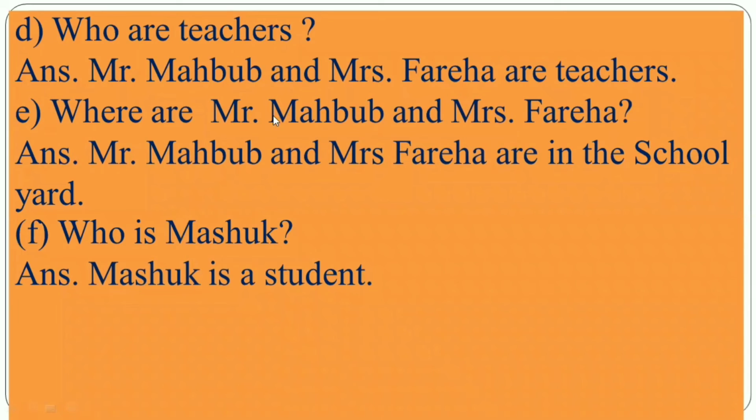Next, where are Mr. Mahbub and Mrs. Fariha? My dear student, in the passage, we have read that Mr. Mahbub and Mrs. Fariha with Ria and Mashuk are in their schoolyard. So right here, at first you will write Mr. Mahbub and Mrs. Fariha are in the schoolyard. Then, who is Mashuk? Can you tell me? Yes, Mashuk is a student.